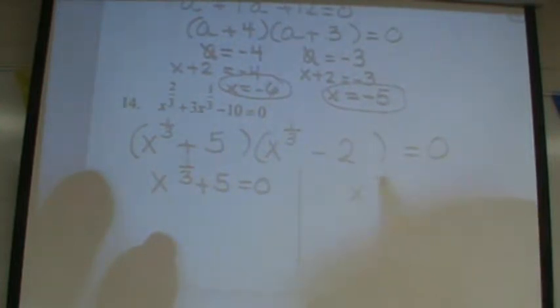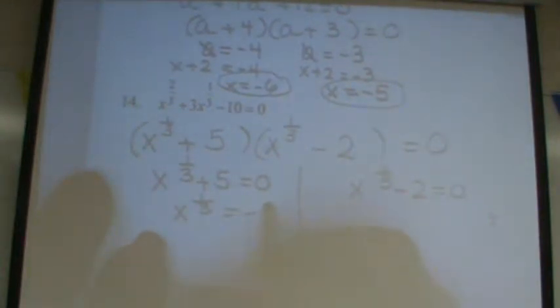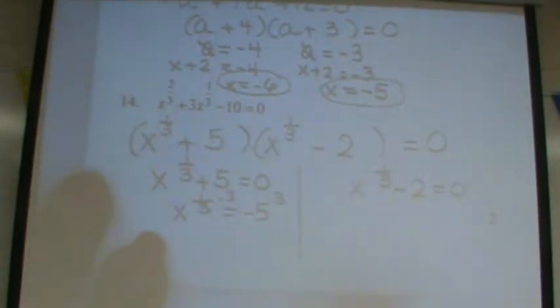And x to the 1/3 minus 2 equals 0. Subtract 5. So you're going to cube both sides. So x is equal to, what's -5 times -5 times -5? That would be -125.